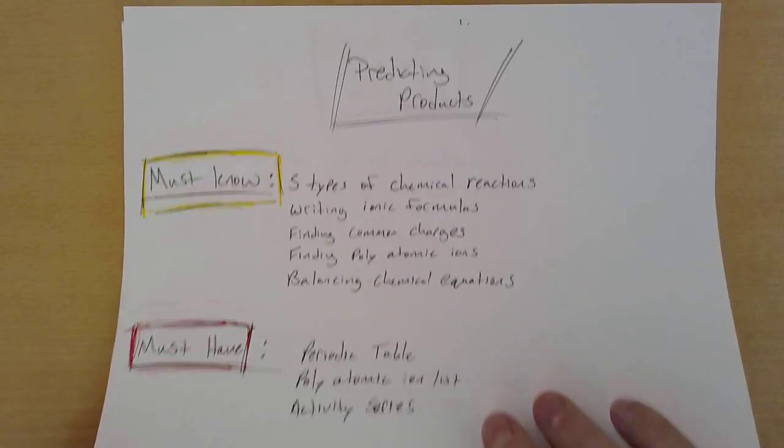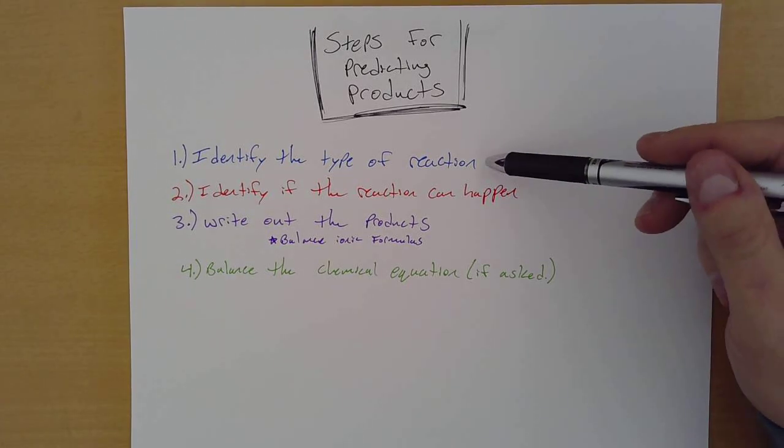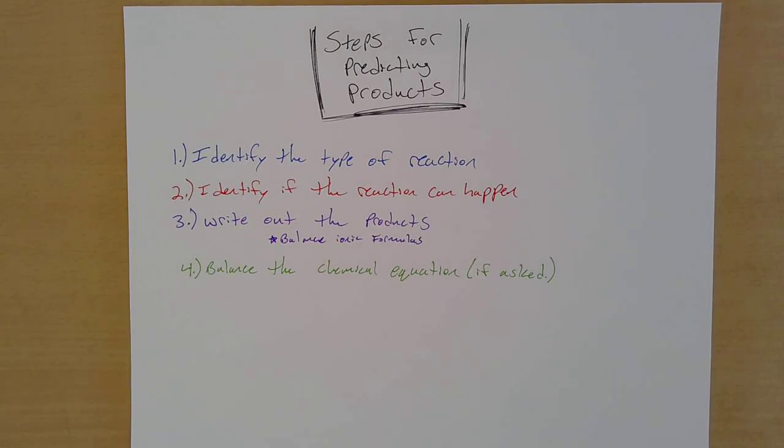So let's take a look, because we're going to need a process. I always like to have steps for something because it helps me organize my thoughts and where I need to go. So the first thing I need to do is identify the type of reaction. Then I need to figure out, can this reaction even happen? Now for our class, we're going to be concerned with single replacement reactions. Just know that that's not the only equation that needs some qualifiers. It's just the only one that we're going to be evaluating.